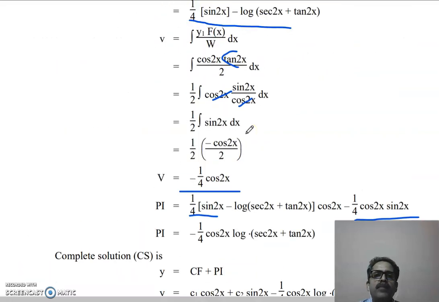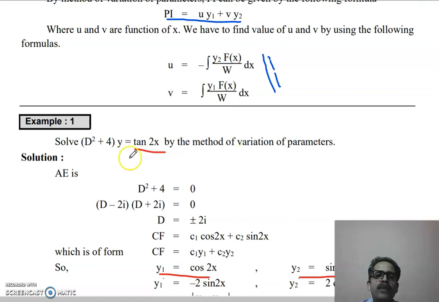Look at the first example. If you observe the first example, look at this right side. It is tan of 2x. Because here f of x is tan of 2x, you cannot apply the shortcut method, because tan 2x does not fall in one of the 6 types, fine, or cannot be converted into those types. And if you try the general method, alpha becomes a complex number. So by the general method, PI becomes very lengthy. But by the method of variation of parameter, the same problem becomes very easy.